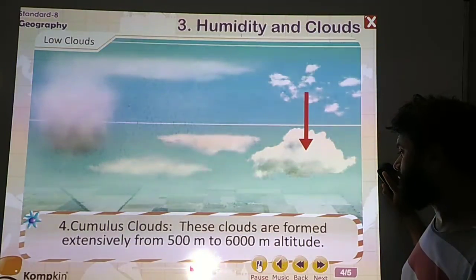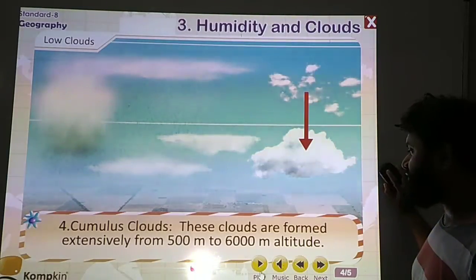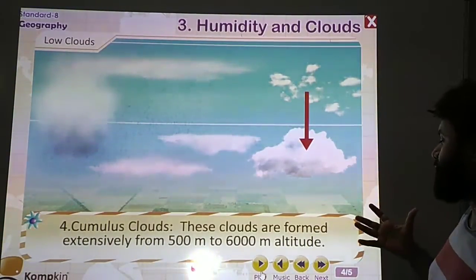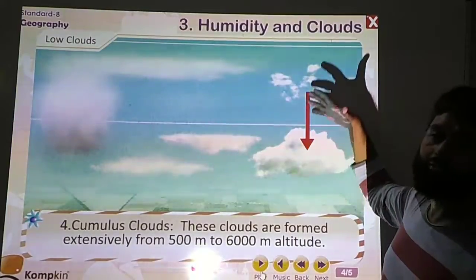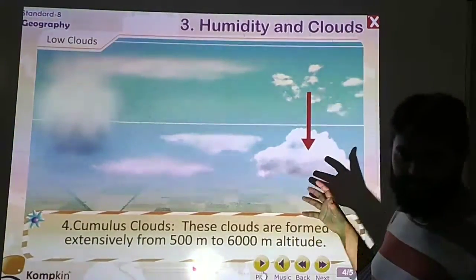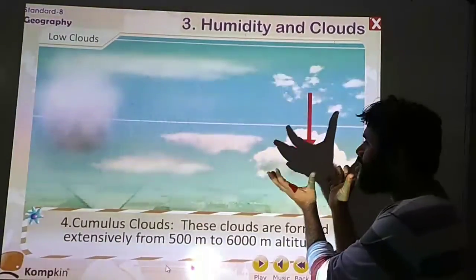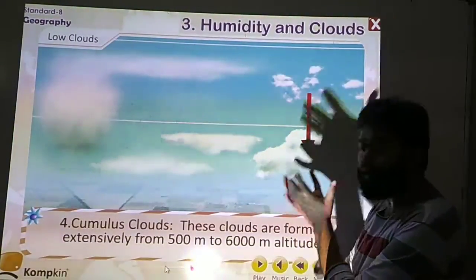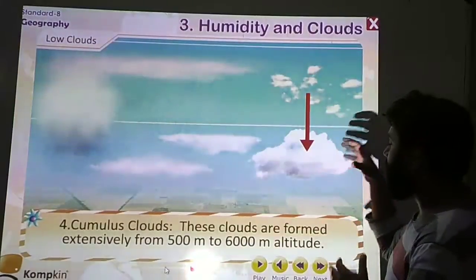And this is the cumulus cloud. They spread from 500 to 600 meter altitude. Their height keeps on increasing. The small clouds go on increasing, they get added up. It looks like a cauliflower. Cumulus cloud looks like a cauliflower and keeps on adding.